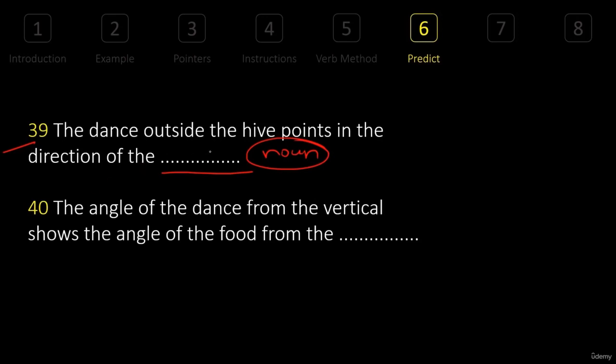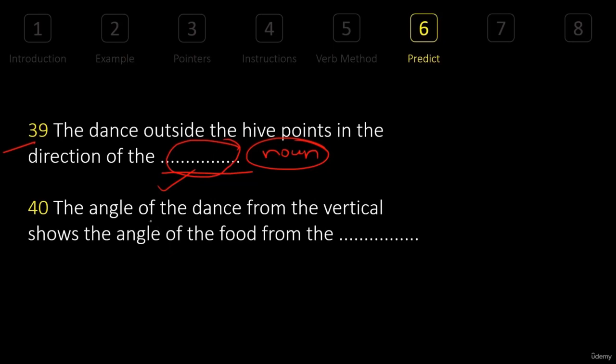That means the dance outside the hive, something going on outside the hive of the bees, is pointing in the direction of the something. Not somewhere, but something. That means you get the answer. Now you predicted the answer, it has to be something.